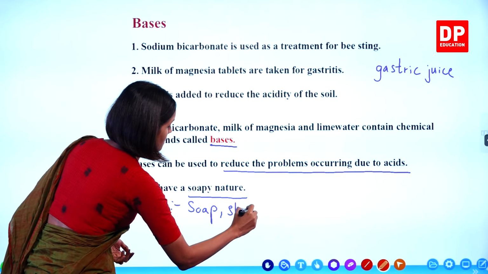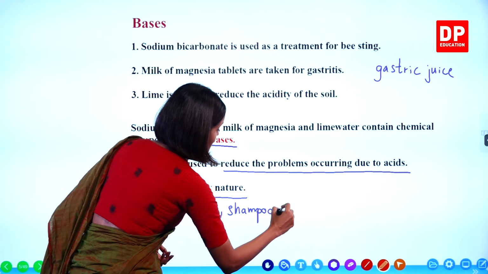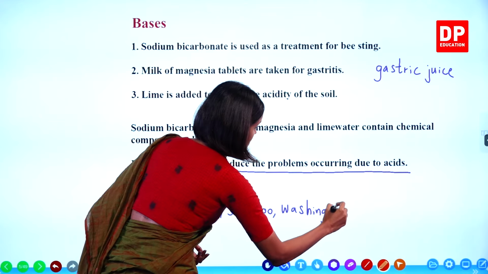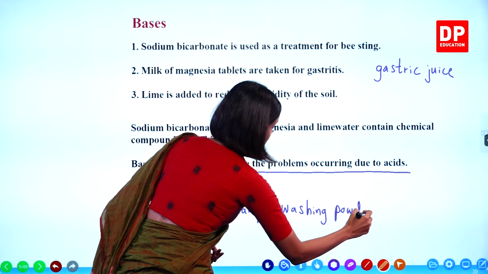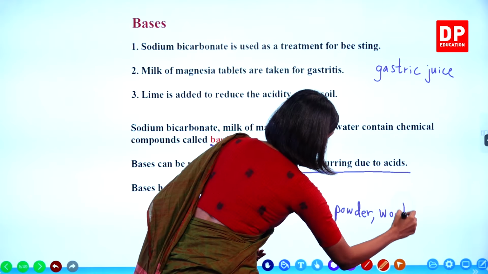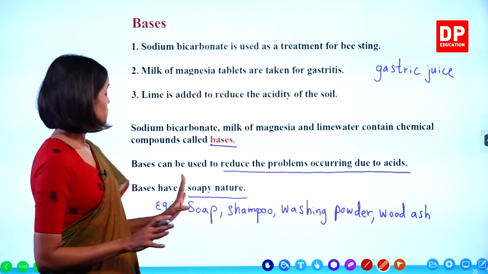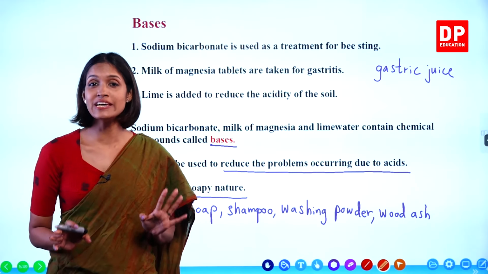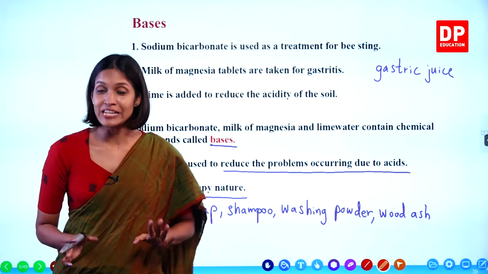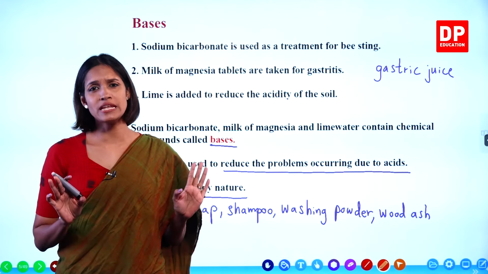Shampoo, washing powder, wood ash, I mentioned before as well. They all are coming under bases. Okay, so all these substances you use in your day-to-day life. So it means even without you all knowing, you've been using these acids and bases in your day-to-day life.